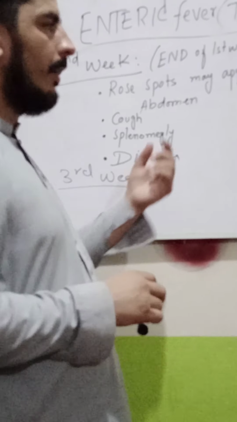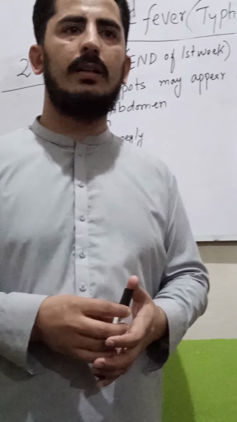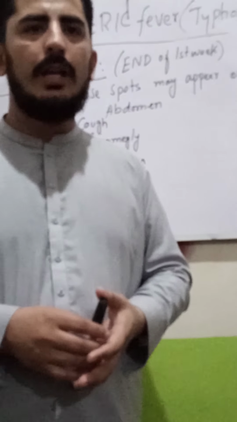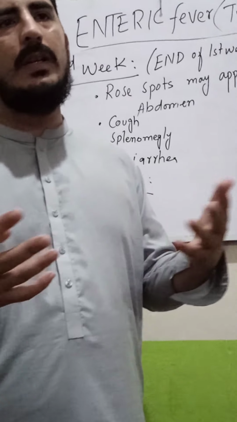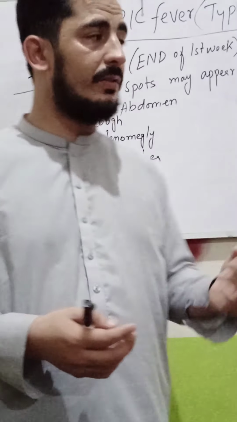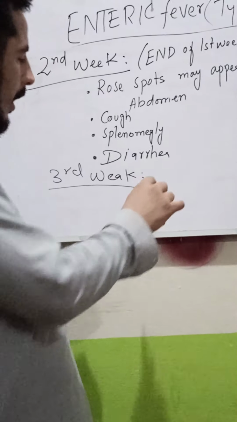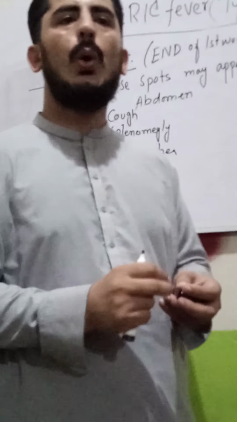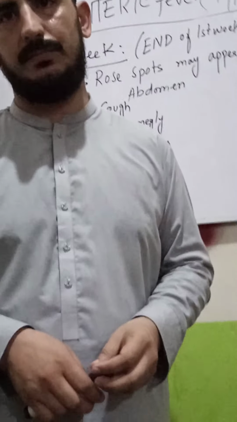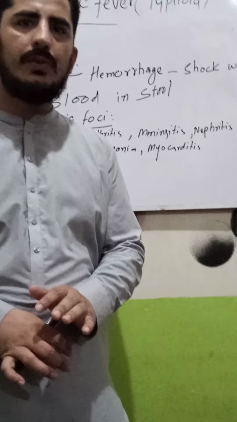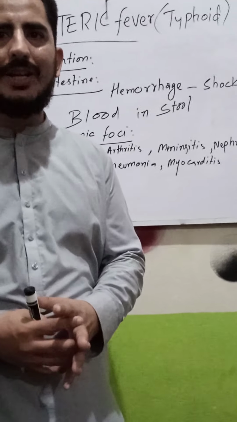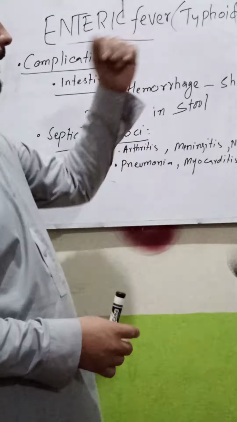In the third week, if the patient does not go to the doctor and his typhoid is untreated, and so on, the patient feels some depression, and then maybe coma and death may occur. So the patient must go to the doctor and be treated for enteric fever. After clinical features, there are also complications. What are the complications of enteric fever?